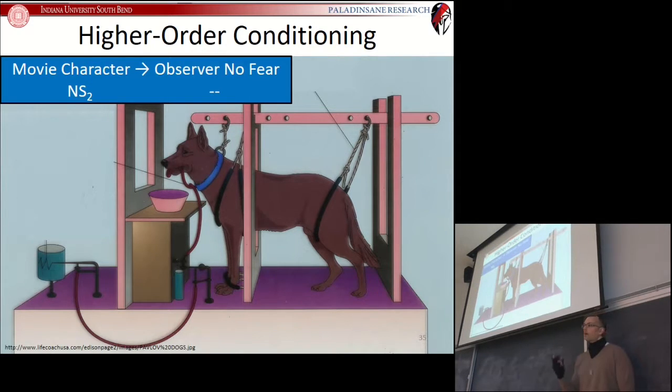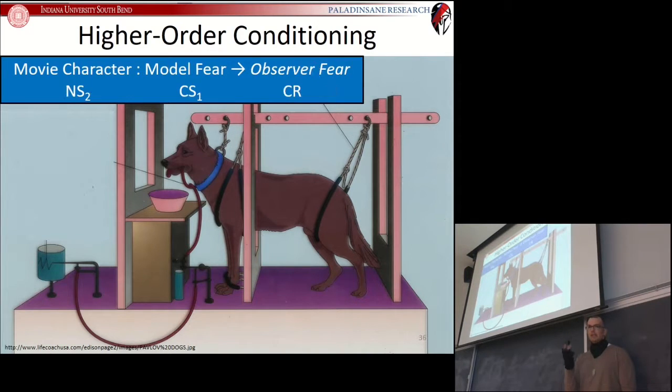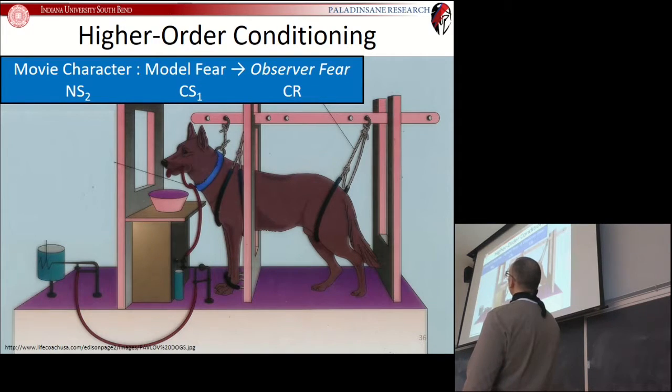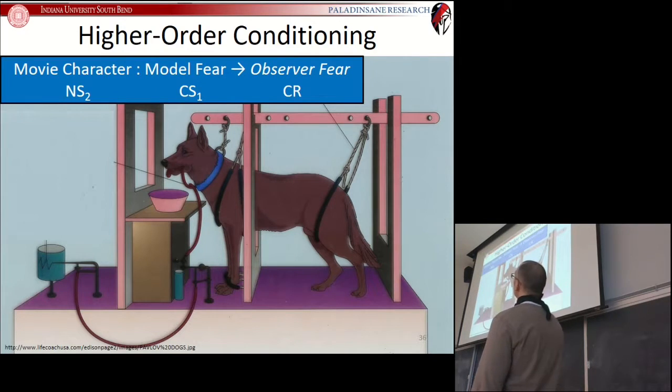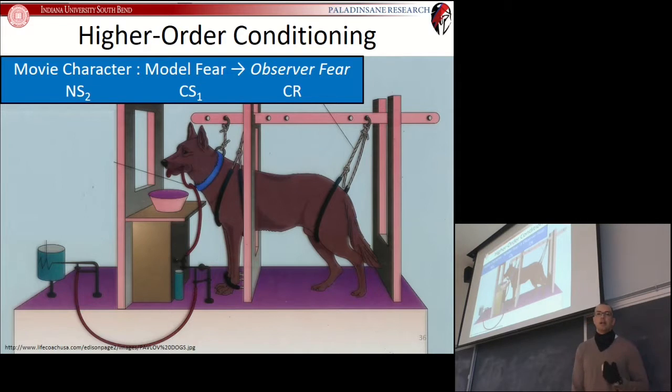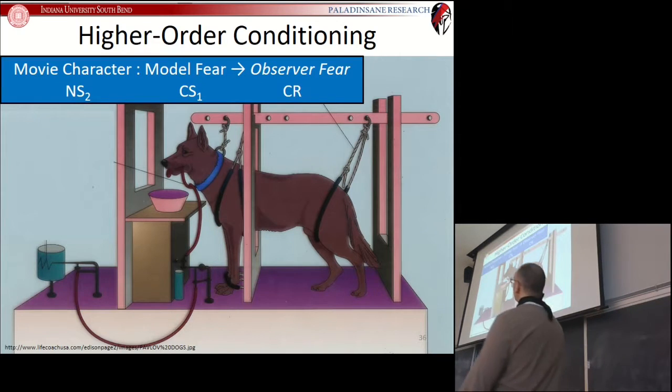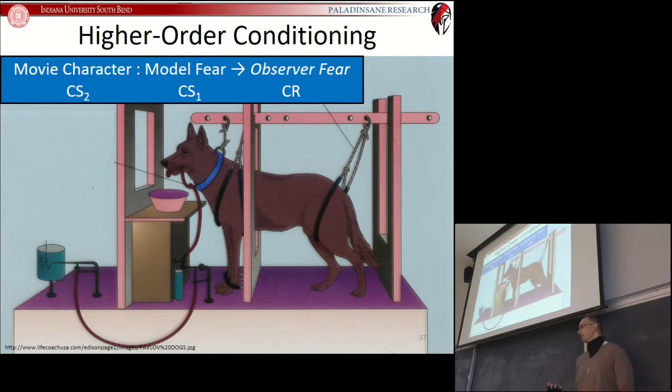I'm not that scared. So what they do in the movie itself is they will pair that movie character with characters, models, freaking out and showing fear. So that movie character will pop up and people in the movie, the actors in the movie, will model fear. They'll be like, no, and they'll be like, run away. They will model the fear. And through our previous classical conditioning, that model fear is a conditioned stimulus that leads to observer fear, the conditioned response. So in a movie, every single time that you see a character in that movie act afraid, you are being classically conditioned, for that neutral stimulus of a movie character to turn into a conditioned stimulus. And this is done through higher order conditioning.